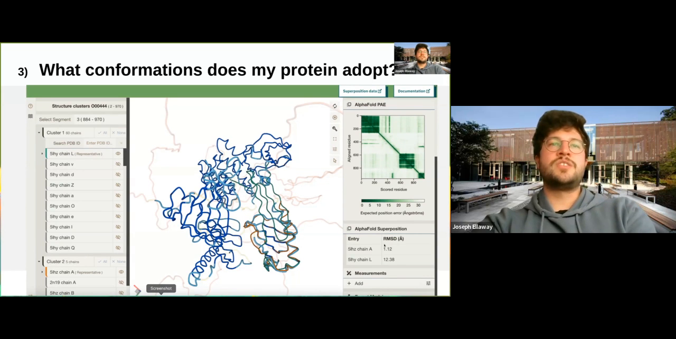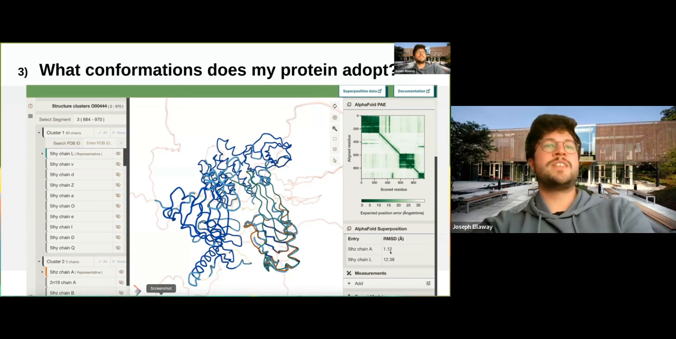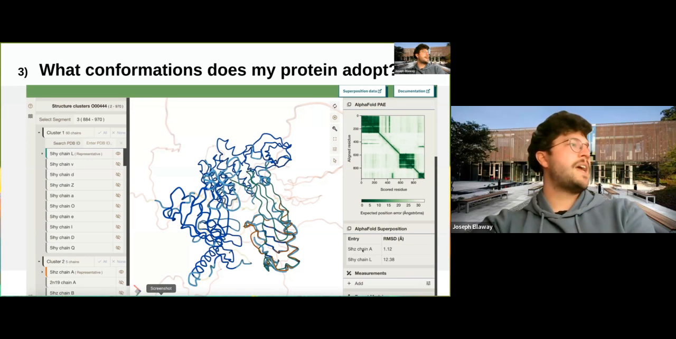I'd just like to bring your attention here to the bottom right-hand corner on the right-hand tab, where we have the AlphaFold superposition. And you can see here the RMSD of the AlphaFold structure to 5LHZ chain A is very close in comparison to 5LHY chain L. Therefore, it corresponds to the fact that the AlphaFold structure is much more similar to the structures in cluster 2 than it is to the structures in cluster 1.